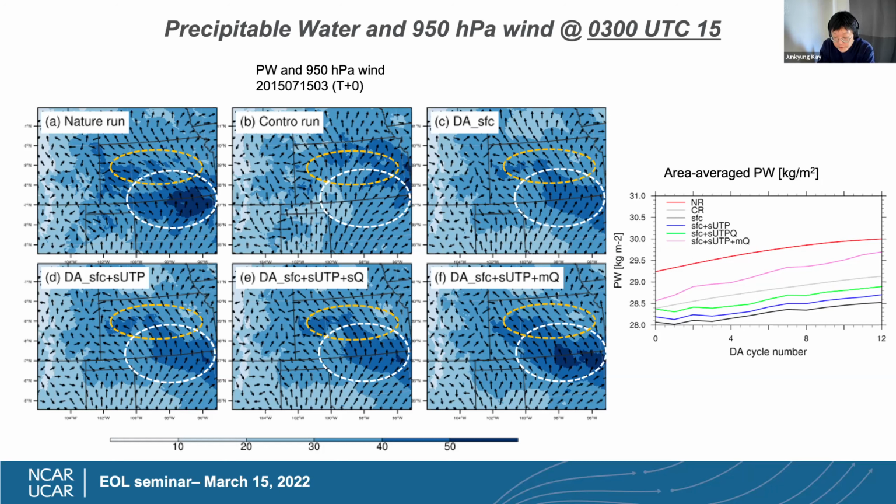The right figure shows the time series of precipitable water averaged over the inner domain. The x-axis shows the data assimilation cycle or time, and the y-axis shows the area averaged water vapor, precipitable water. So it shows that the assimilation of MPD with multiple DA cycles, the magenta line, continuously improves the water vapor amount in this domain.